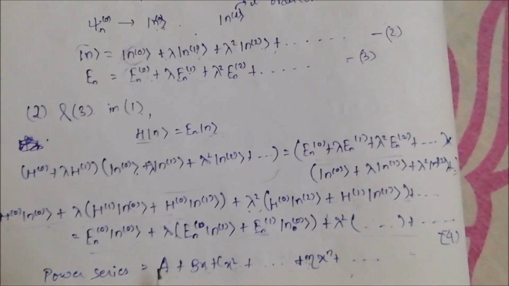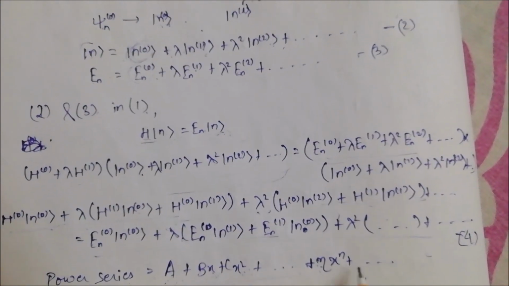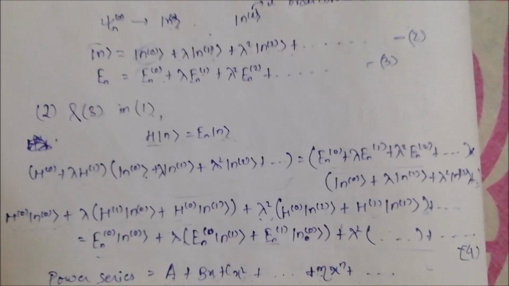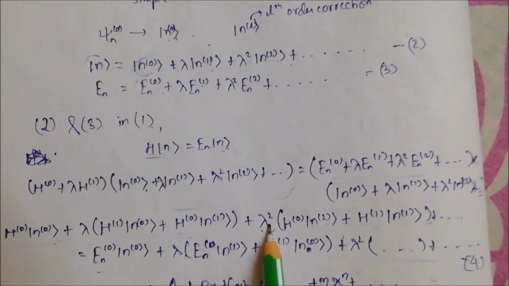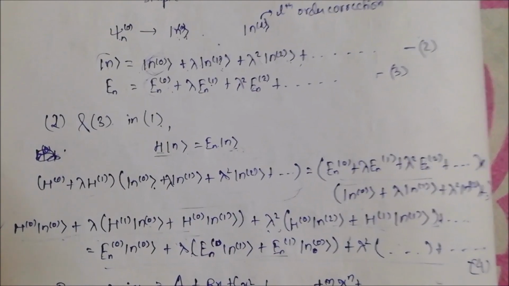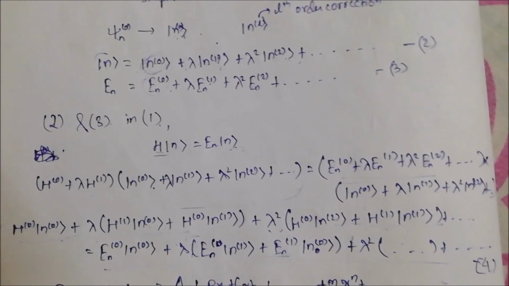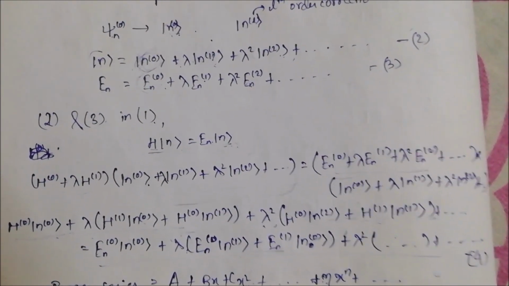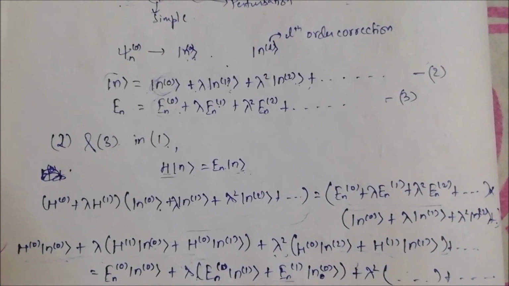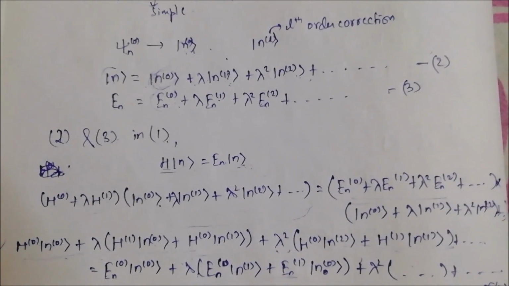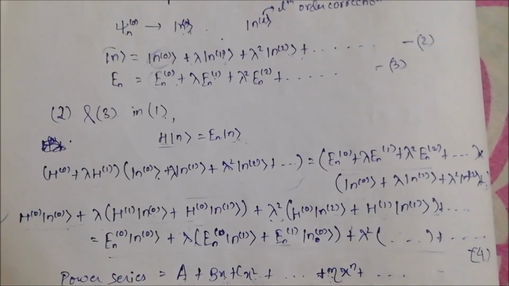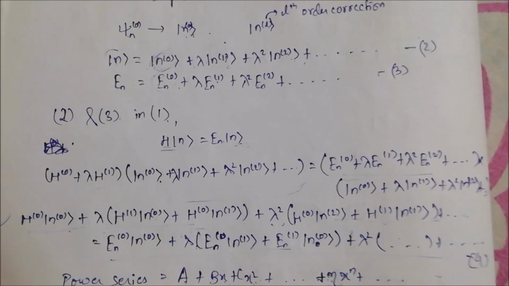Also, I'd like to mention that since this is a power series in powers of lambda, if lambda is small, then we can truncate this series up to some power of lambda. That's why we can treat systems with small perturbations easily, because we can truncate the expansion to some lower order corrections.